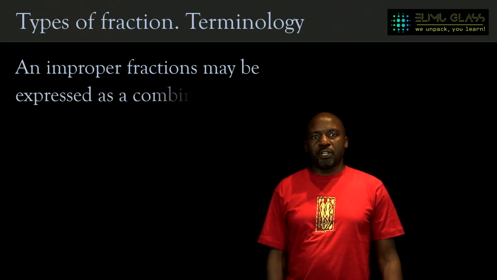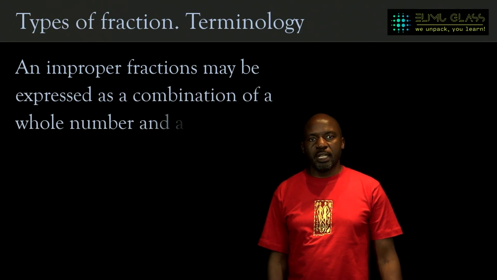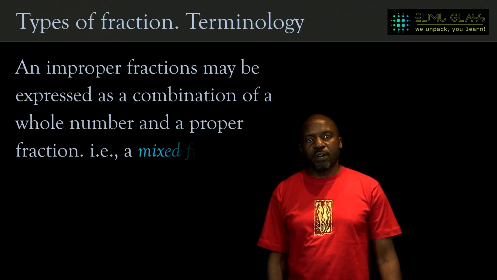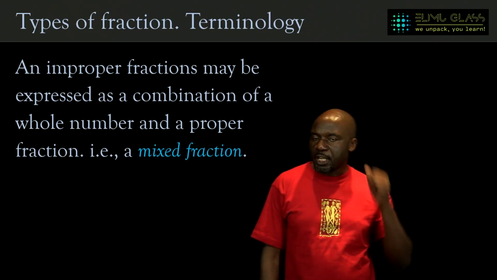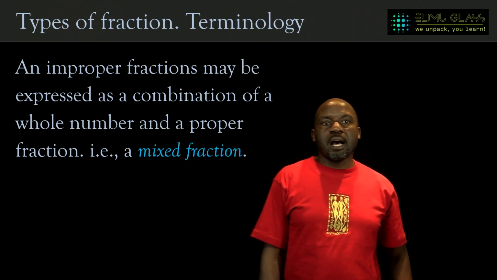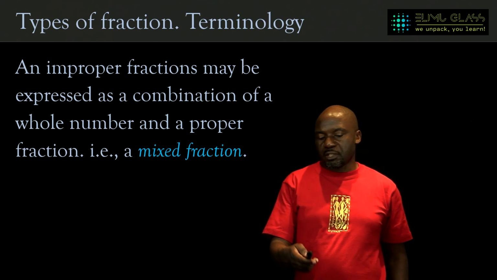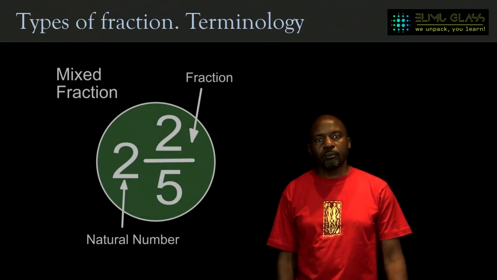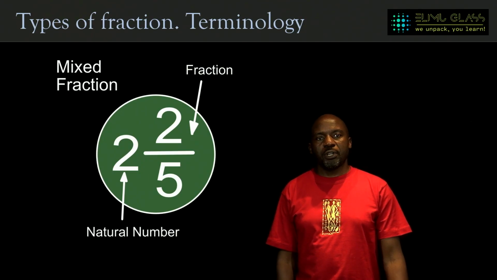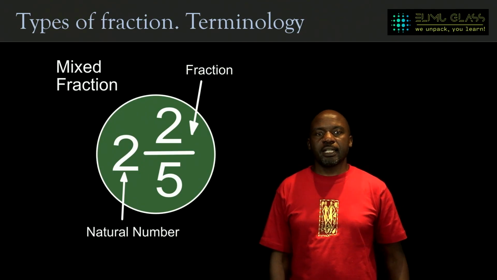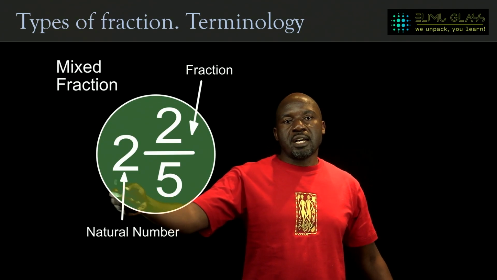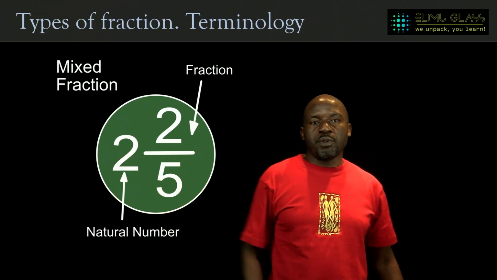An improper fraction, the one we've just seen, 8 out of 5, may be expressed as a combination of a whole number and a proper fraction. In that case, we would refer to it as a mixed fraction. For example, if we write 2 and 2 over 5 like that, this is a natural number, a whole number, together with a fraction.